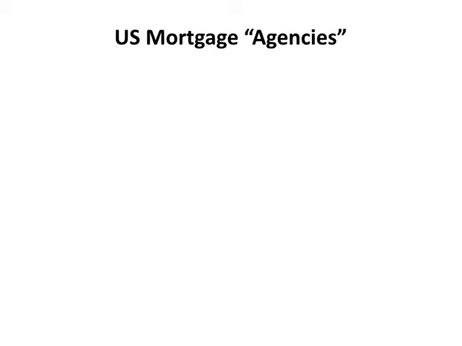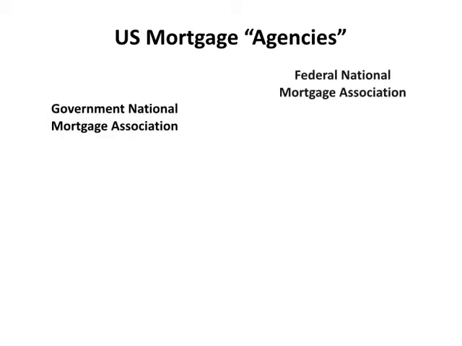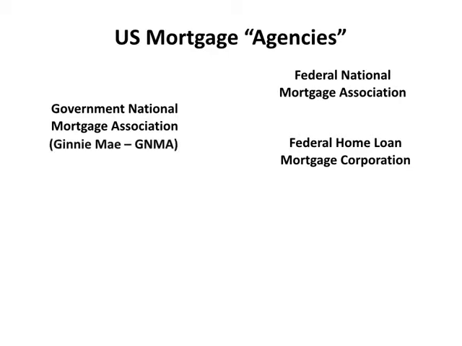The vast majority of U.S. mortgage-backed securities are known as agency securities, securitizations done by or on behalf of one of the U.S. mortgage agencies. There are 3 such agencies: the Government National Mortgage Association, the Federal National Mortgage Association, and the Federal Home Loan Mortgage Corporation, or as they are more commonly known, respectively, Ginnie Mae, Fannie Mae, and Freddie Mac.